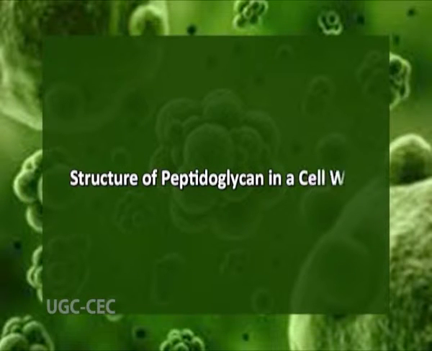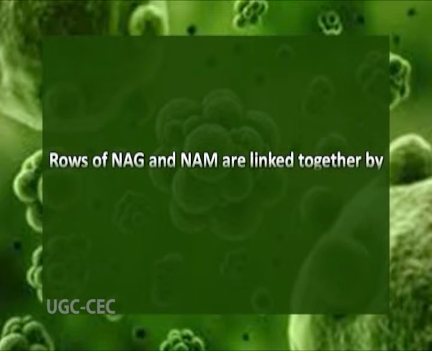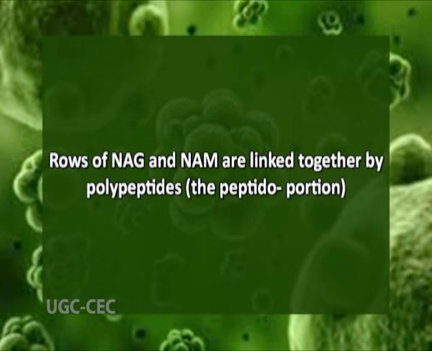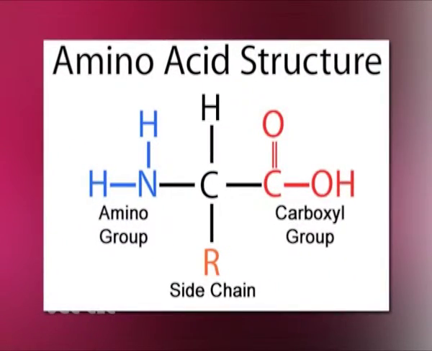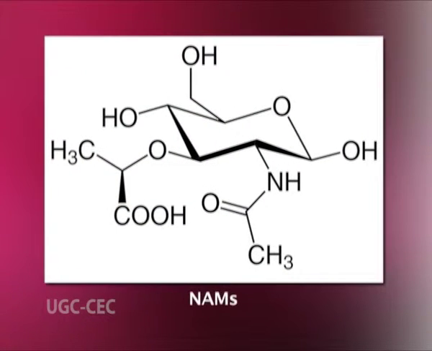Structure of peptidoglycan in a cell wall. Alternating NAM and NAG molecules form a carbohydrate backbone. Rows of NAG and NAM are linked by polypeptides. The structure of the polypeptide cross bridges may vary, but they always have a tetrapeptide side chain, which consists of 4 amino acids attached to NAMs. The amino acids occur in alternating D and L forms.